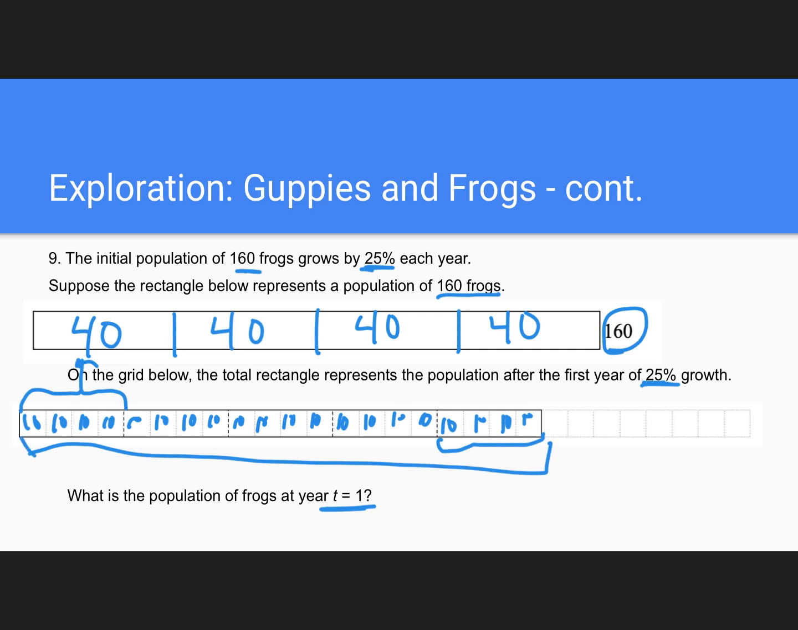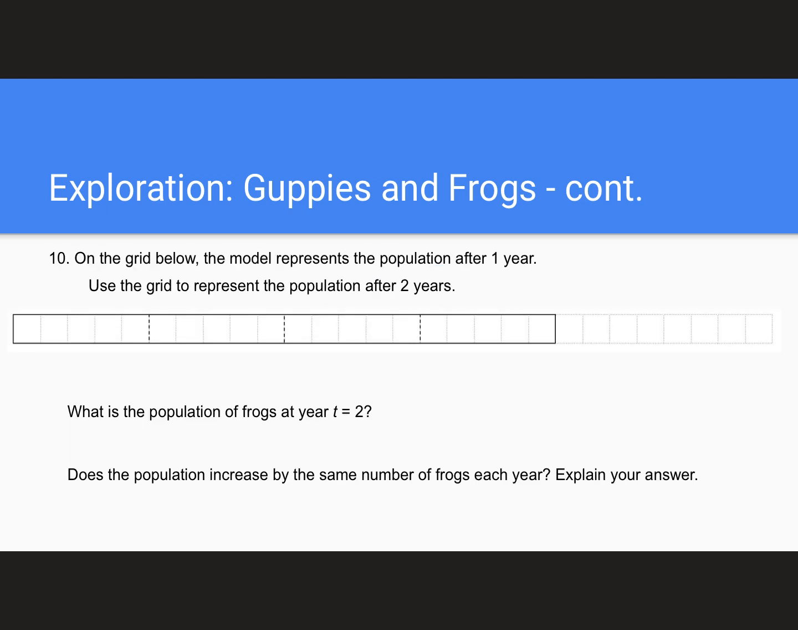Well, we can see I have 200. I have my original 160, and then I added 40 more. So the grid below, the model represents the population after 1 year. So remember, each of these now is going to be 50 because we have 200, right? So if each of these is 50, each of those is going to be a 10. This is our population after 1 year.